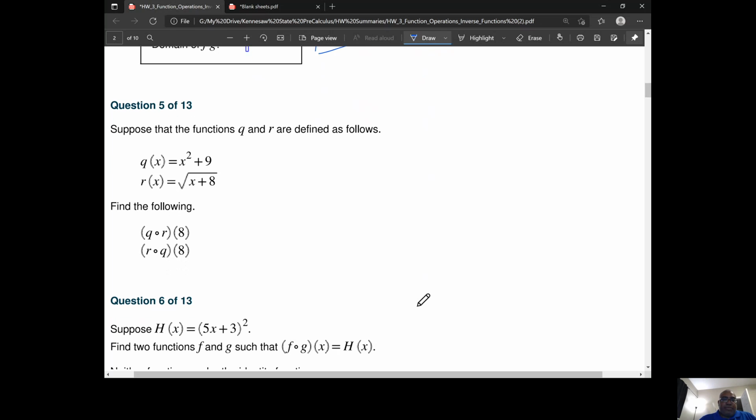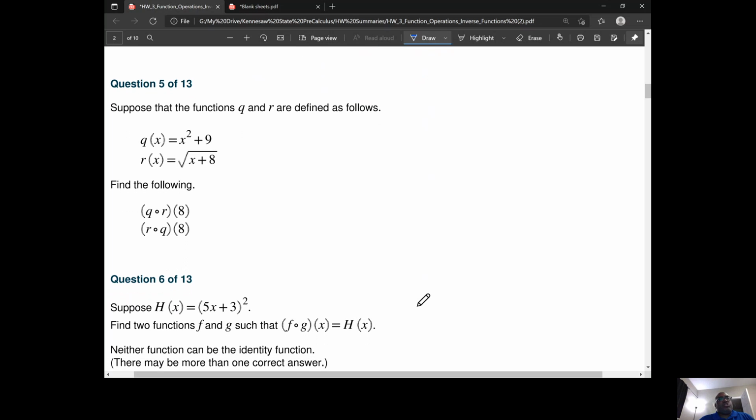All right, number 5. Suppose the functions q and r are defined as follows. Q of x is equal to x squared plus 9. R of x is equal to square root of x plus 8. Find the following: Q composed with R of 8 and R composed with Q of 8. So there's a couple different ways that we can do that. We know that if we're composing the functions, Q of R of x is Q of R of x.